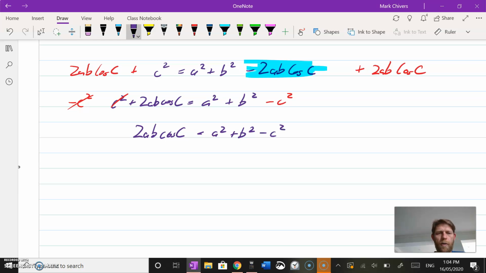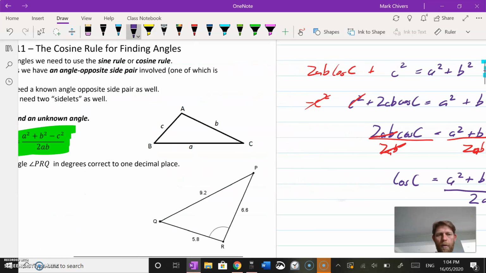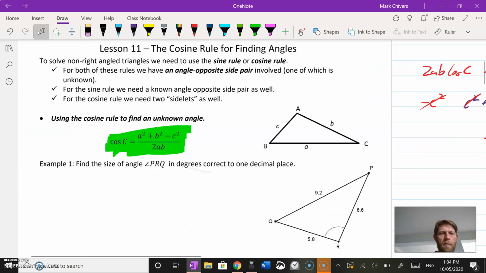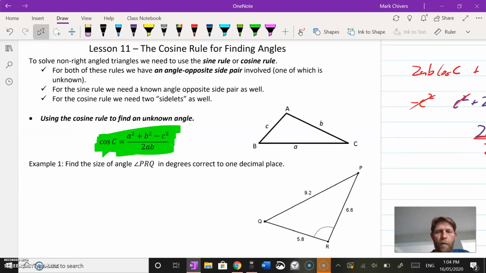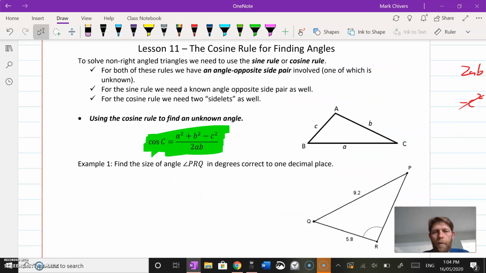Now I just want to get cos c on its own, so I divide both sides by 2ab, which cancels out, but I have to do that to both sides. So I'm going to end up with cos c equals a squared plus b squared minus c squared all over 2ab, which is the form we've got here. So if you are in a situation where you're only given one form of the cos rule, you can just use a bit of algebra to create the other form. That's all that's going on here.